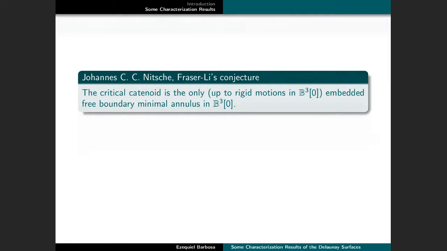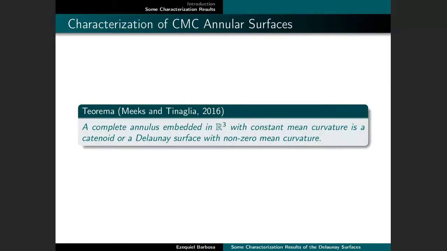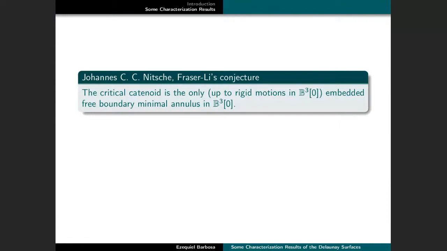Because of course, the argument for the complete situation is a little bit different from the capillary situation or free boundary situation. And so there is this conjecture here that the critical catenoid for the minimal situation is the only embedded free boundary minimal annulus in the ball. This result was somehow announced in this classical work of Nitsche, but was recovered by Fraser and Li in recent work. But anyway, this is conjectured for the minimal case.